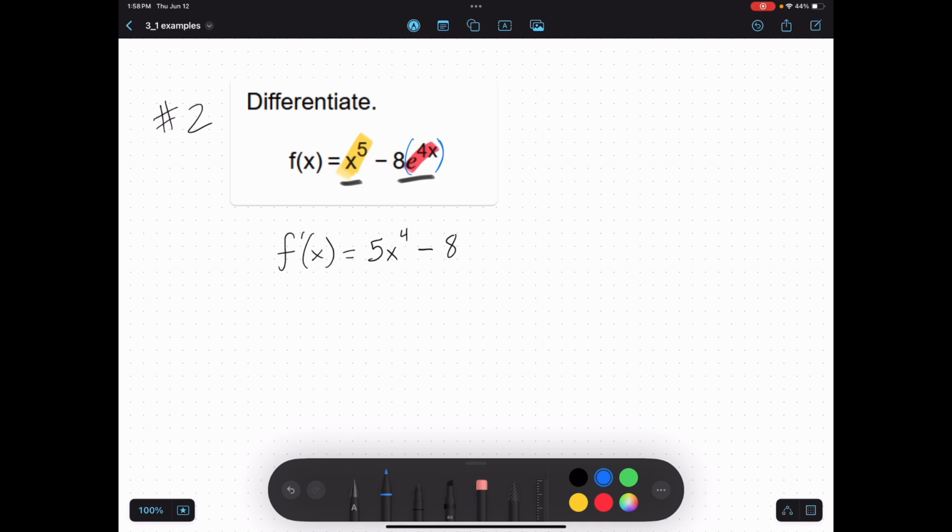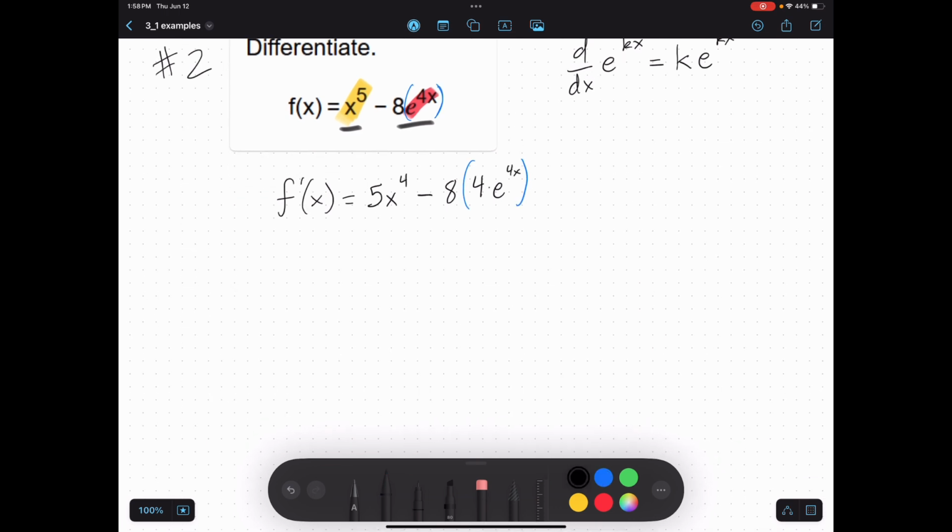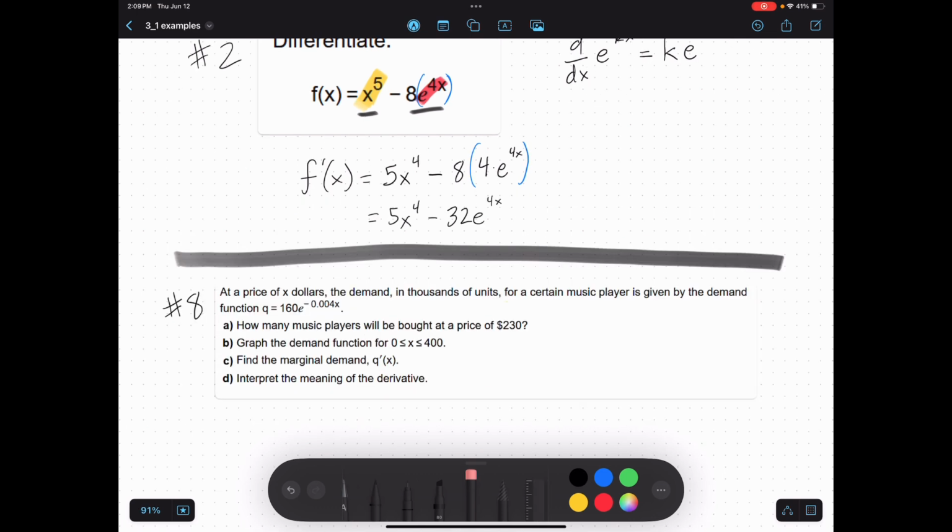Well, you'll notice here I have e to not just x, x is being multiplied by a constant, in this case 4. So I'm going to use that derivative rule that we learned in our concepts video, where if I have the derivative of e to a constant times x, you get the same exact thing multiplied by whatever that constant was. So my derivative of this piece, I get 4 times e to the 4x. And now I can simplify if I want to by just multiplying the 8 times the 4, and there's my derivative.